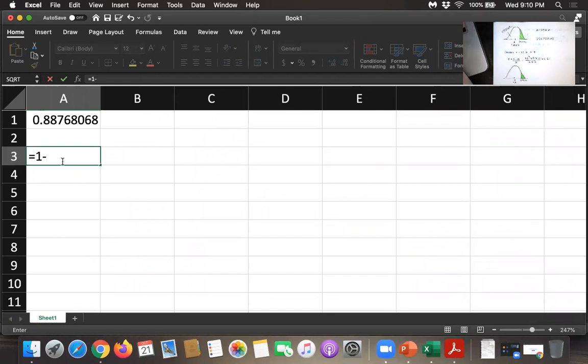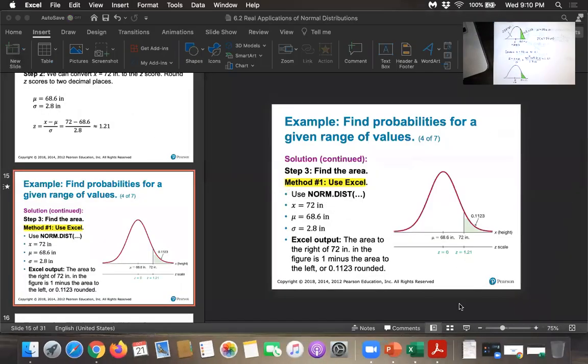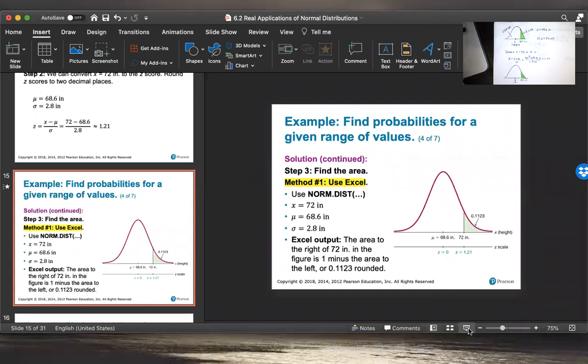So I'll just type equals 1 minus, and I'll select that cell here, hit return or enter. And then according to Excel, if I round to 4 decimal places, this area is approximately 0.1123. And that's what I mentioned on my slide here.